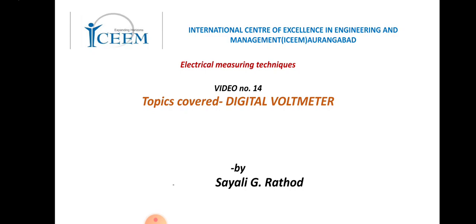Before going ahead, we will see what we have seen in the previous lecture. In the previous lecture, we studied the range extension using universal shunt and range extension using universal multiplier. So here we have seen the range extension of ammeters and voltmeters using shunts and multipliers. Before this lecture also we had seen the range extension, but in that we had not used universal shunt and multiplier. We had seen the shunt and multiplier in general, and also we had seen the PT and CT, that is potential transformer and current transformer.